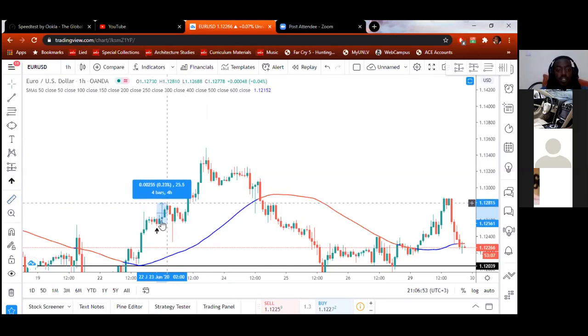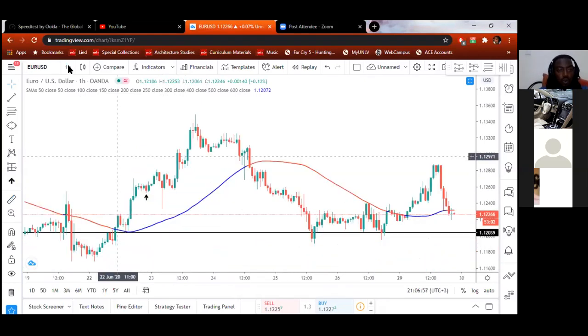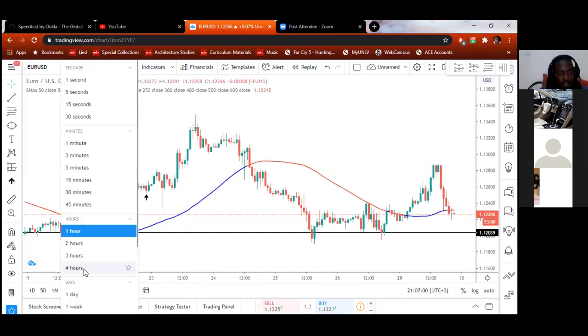They're just on it. So what they would do, first of all, they would go to a lower chart. You would not be on the 1 hour if you're a scalper. Let's go to maybe the 30 minutes, see how that looks.